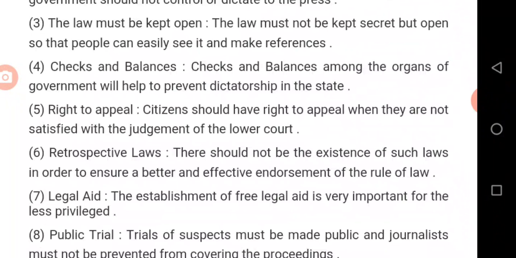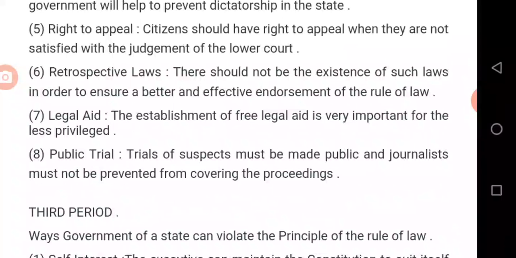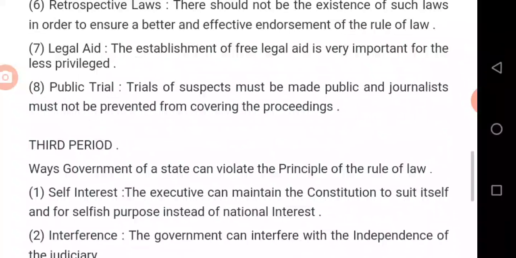7. Legal aid. The establishment of free legal aid is very important for the less privileged. 8. Public trial. Trial of suspects must be made public, and journalists must not be prevented from covering the proceedings.